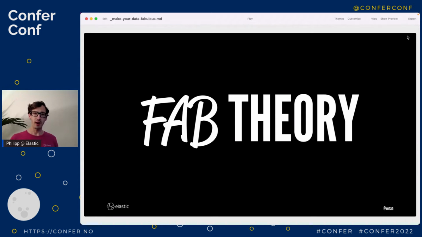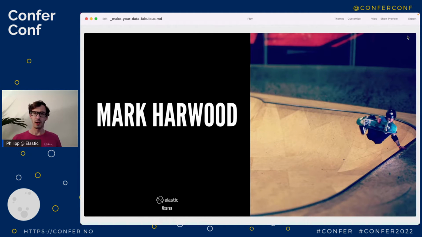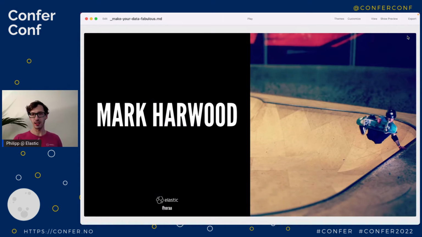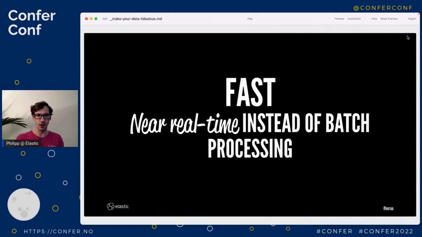At Elastic, we have the so-called FAB theory, where it's kind of like the same approach, 2 out of 3. And we have 3 different approaches here. The FAB theory was created by our colleague Mark Howard, seen here doing his favorite hobby. And the 3 things that he described that you want to have are fast, accurate, and big.